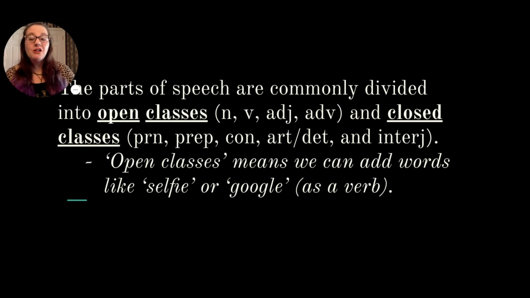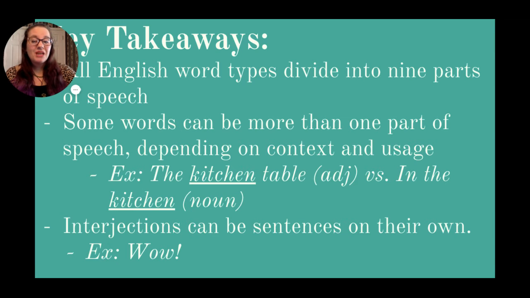So for instance, the word selfie was added to the dictionary as a noun a few years ago, and the word Google was added as a verb, as opposed to the name of the company as a noun. We say, go Google that. And they've been added to the dictionary because they are open classes of parts of speech. Language is always evolving. However, pronouns, prepositions, conjunctions, articles, determiners, interjections, those word lists are pretty much set in stone. It is very rare that they will change or things will be added or taken away from those lists in the English language.